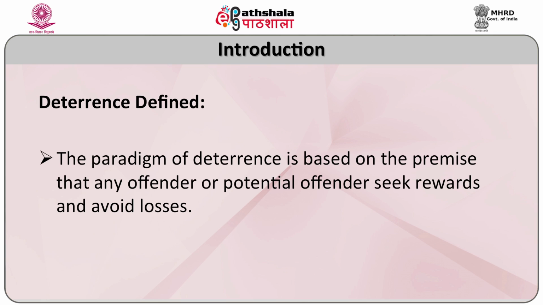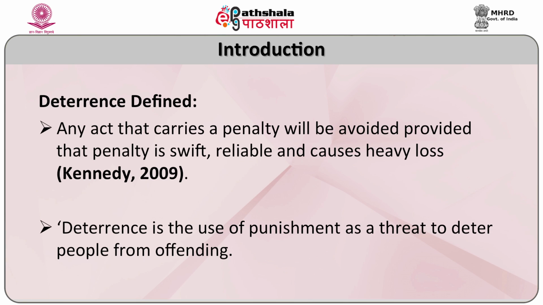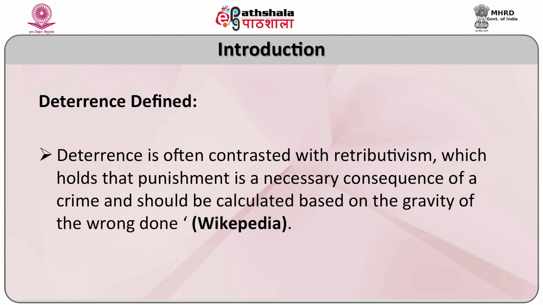The paradigm of deterrence is based on the premise that any offender or potential offender seeks rewards and avoids losses. Any act that carries a penalty will be avoided provided that penalty is swift, reliable, and causes heavy loss. Deterrence is the use of punishment as a threat to deter people from offending. Deterrence is often contrasted with retributivism, which holds that punishment is a necessary consequence of a crime and should be calculated based on the gravity of the wrong done.